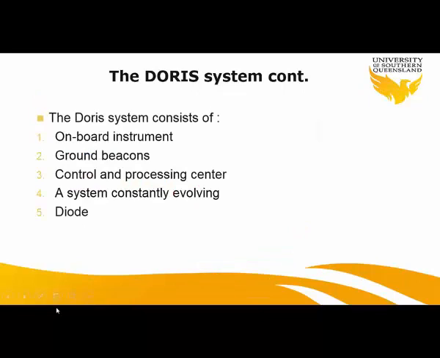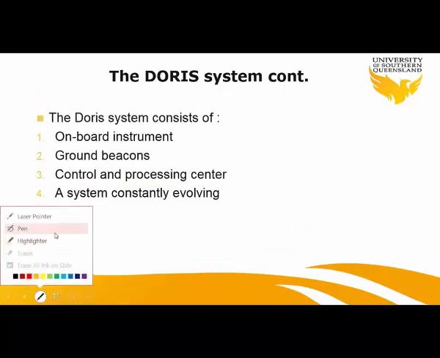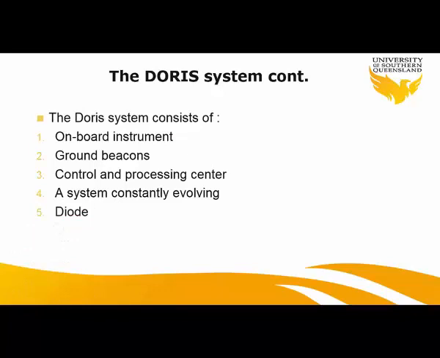The DORIS system consists of different parts. The first part is the onboard instrument. Obviously, the satellite has some kind of payload receiver which receives the signals. And then we have ground beacons. As I said, they are transmitting the signal with a stable frequency, which can be used for determining the orbital parameters for the satellites. Then we have the control and processing center.